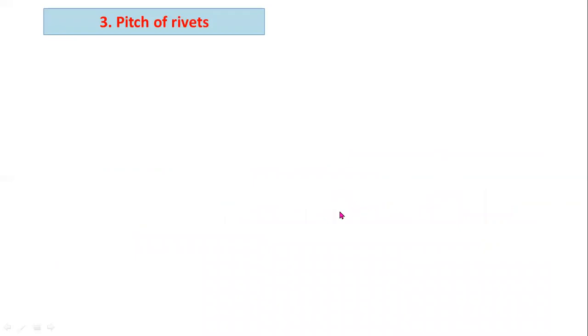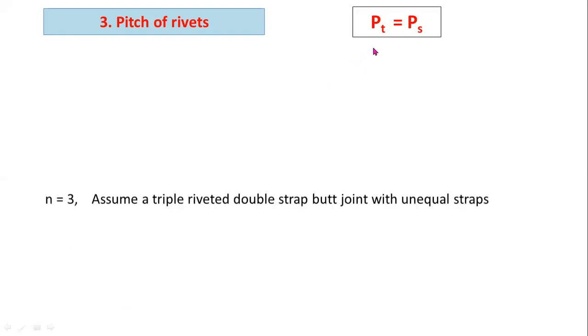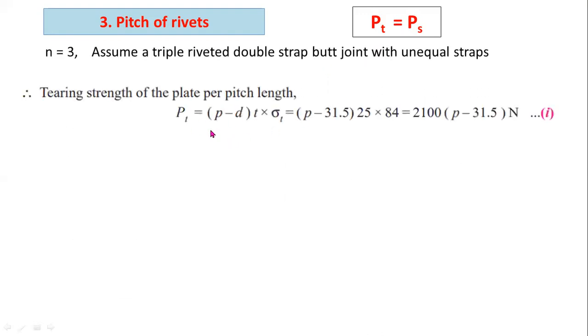Now, in the third step, you have to estimate the pitch of rivets. For determining the pitch of rivets, you have to use this relation. By equating the tearing strength and shearing strength, you can get the value of pitch of rivets. The distance between two successive rivets is called pitch. Here, PT is the tearing strength. PS is the shearing strength.